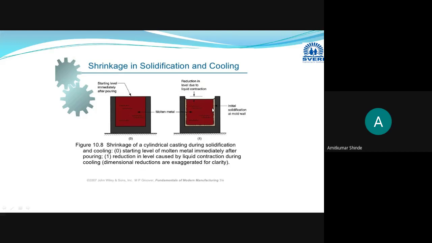Here a combination will be there. Solidification at the corners or the walls which are in contact, meaning where wall and liquid are in contact with each other, there solidification will occur. Due to that, a reduction in size or shrinkage will occur, and there is also a reduction in the size of the actual liquid. This will be shrinkage in solidification and cooling. These three types of shrinkages will be there. Just remember that some reduction in the size will occur, which is termed as shrinkage.